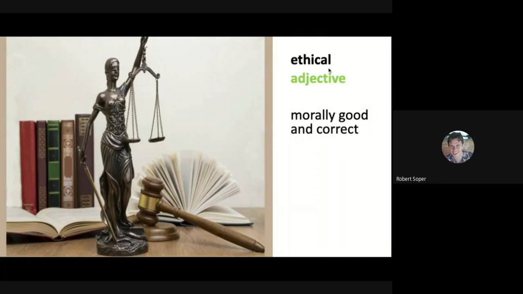So have a list of behaviors that you think are ethical. So morally good and correct. And then try and list some behaviors that you think are unethical. Unethical. That would be not morally good or correct. So morally bad and incorrect. Okay, once you've done that, try and put the word ethical in a sentence using some of your examples.